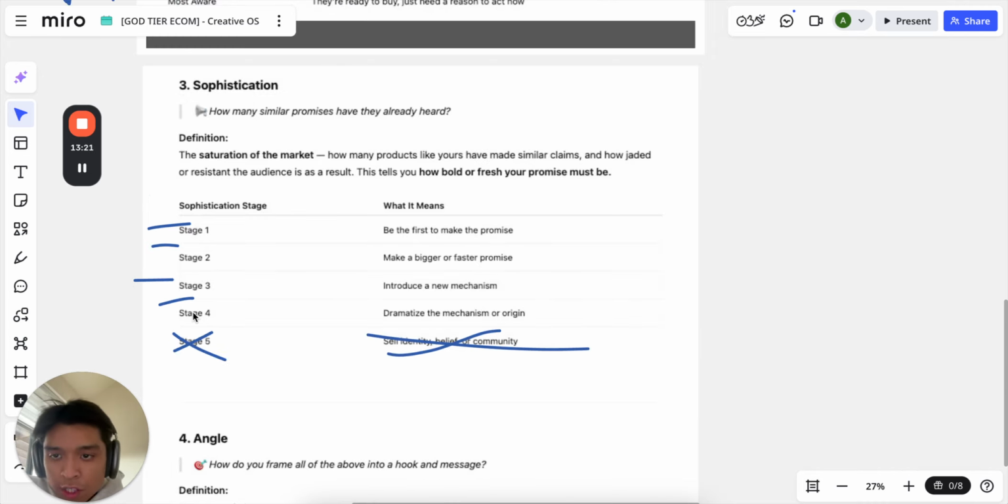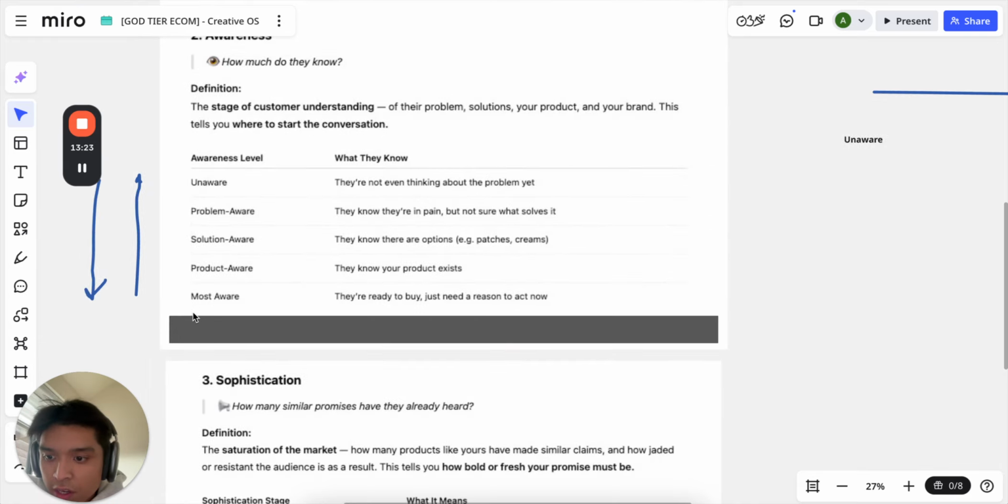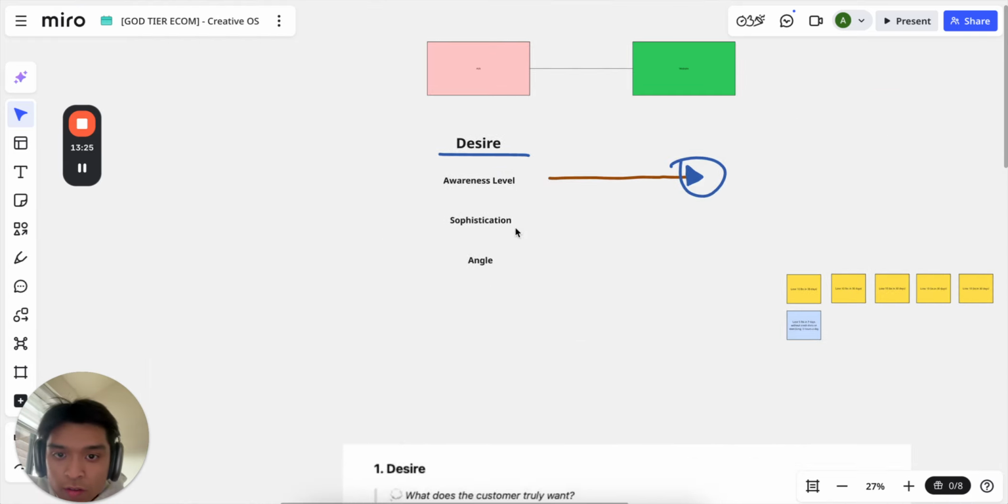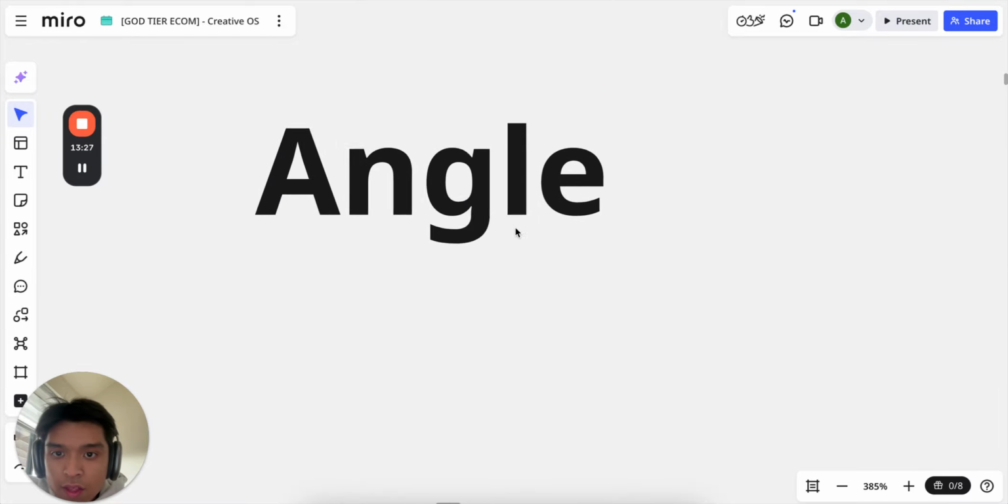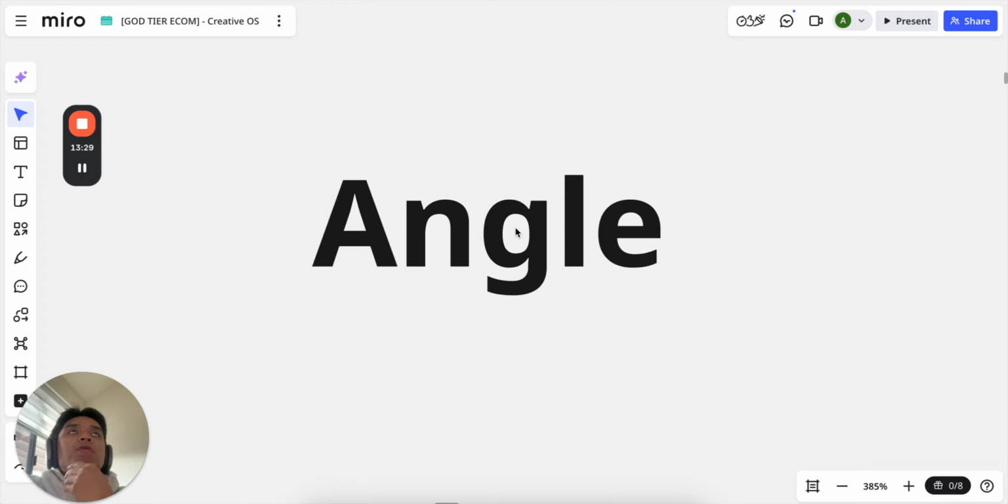Okay. So once you identify the sophistication stage, at this point, you should have the desire, the awareness level, and sophistication. Next comes the angle. And the angle is basically the strategic lens through which we view the creative and how we present everything that we've just talked about to the customer.